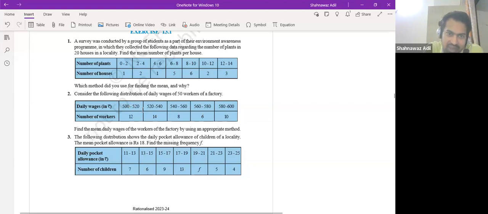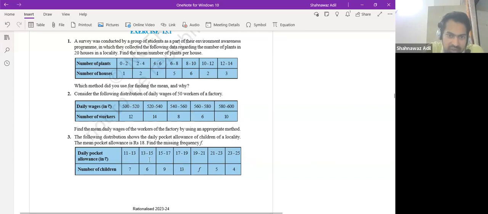So in this one, we have to use which method? The assumed mean method, or the other method which I will talk about in the next class tomorrow, which is the step deviation method. So we should not use the direct method in this one, right? So we will use the assumed mean or step deviation. Step deviation is more simple, so we will use that.